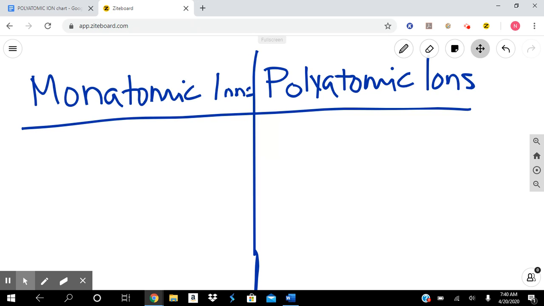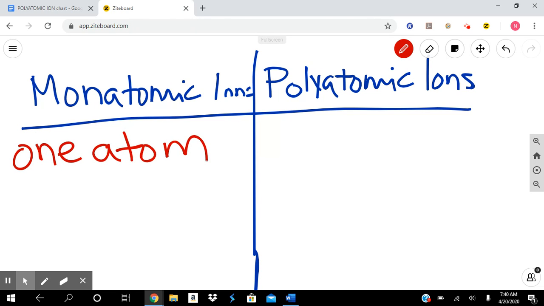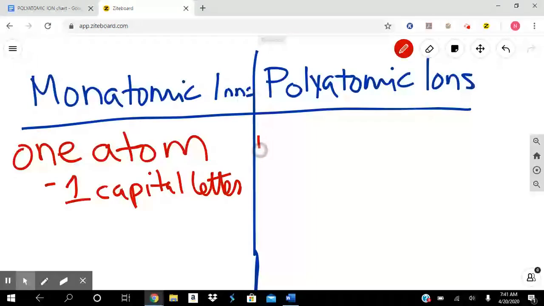All right, so monatomic, the prefix mono, we said, meant one. And we know it had one atom because it had one capital letter. So everything we worked with only had one capital letter. When you wrote the formula, then it had two, but up until this point, everything had one cap. A polyatomic ion is more than one.